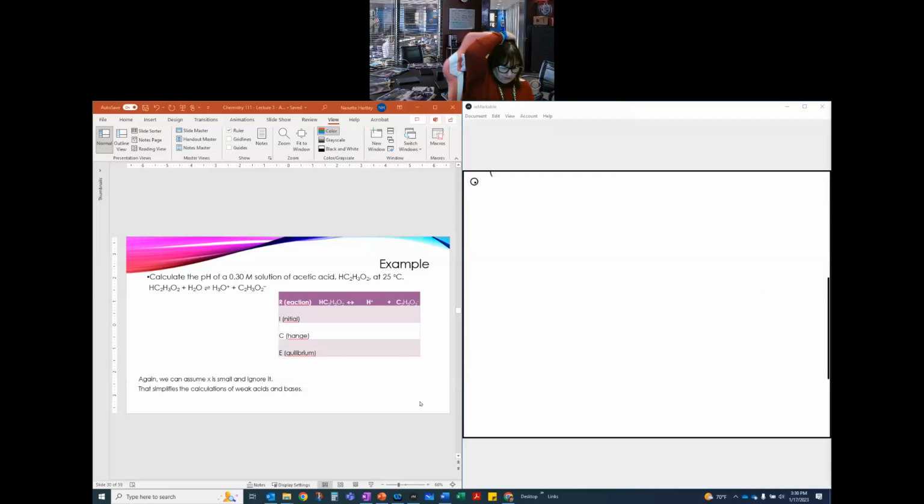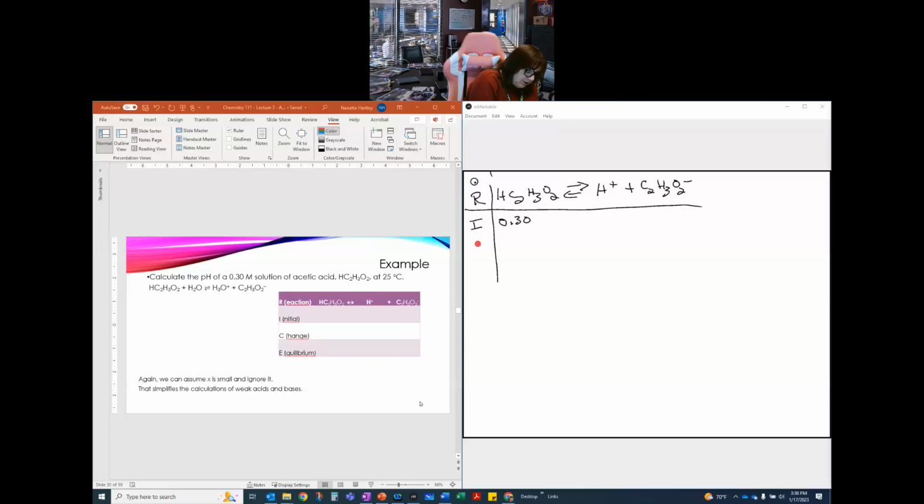All right, one other example. Let's go ahead and do one more so that I can make sure that you are following what I'm doing. So I have acetic acid, HC2H3O2. That's an acid. It loses a proton. I'm left with C2H3O2 minus. And that is my reaction. My initial concentrations: calculate the pH of a 0.30 molar solution.